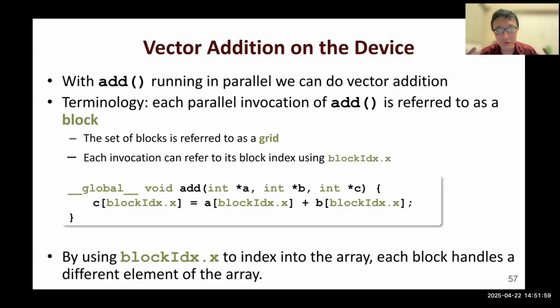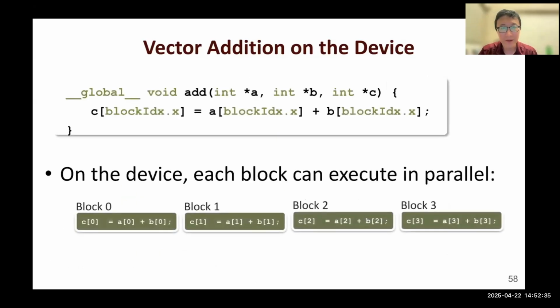Okay, this is the most tricky part for new CUDA programmers. You are launching the same function. It's this index that you calculated that will help you find the corresponding element that you need to process automatically, without you doing anything. Because that's what you put in this function. It's handling the corresponding index, right? So look at the last sentence here. By using this blockIdx.x to index into the array, each block handles a different element of the array. Now let's look at how it works.